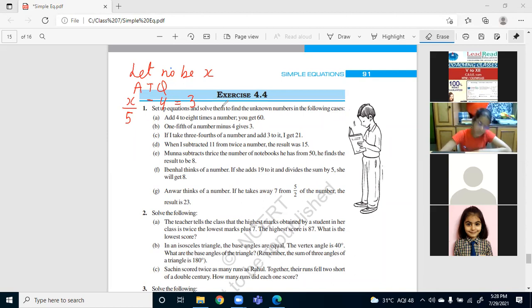Yes, ma'am. Now if I send minus 4 to the other side, it will be plus 4. So 3 plus 4 is how much? 7. If you move this 5, which is in division, to the other side, then it will be in multiplication. I can write x is equal to 7 fives are 35. Ma'am, done.